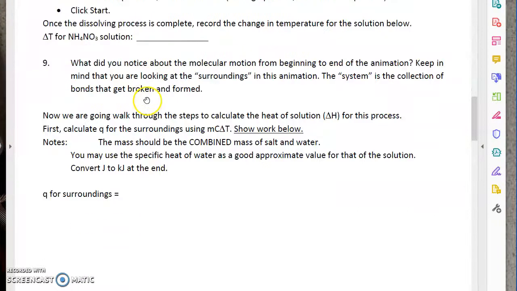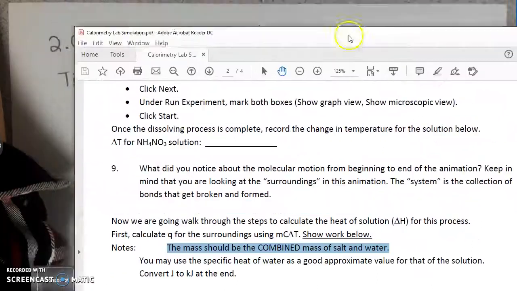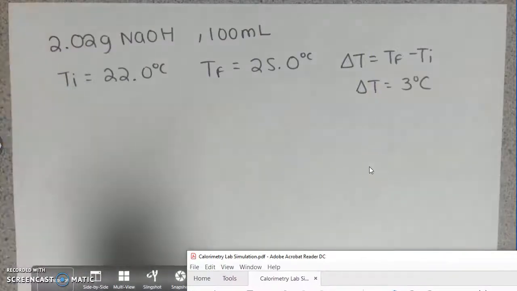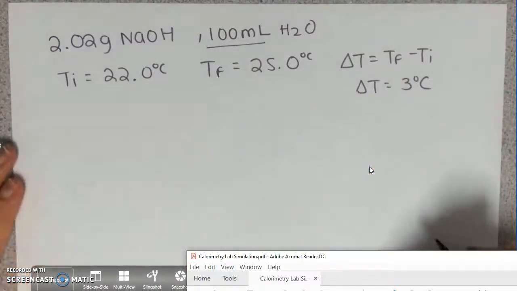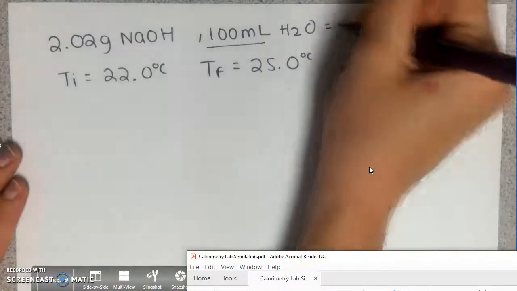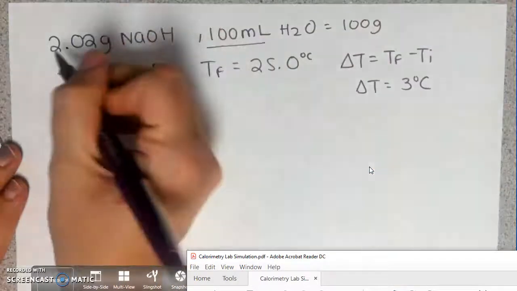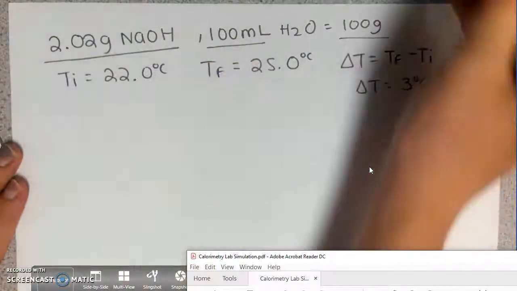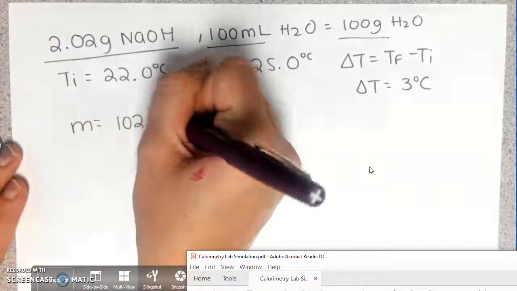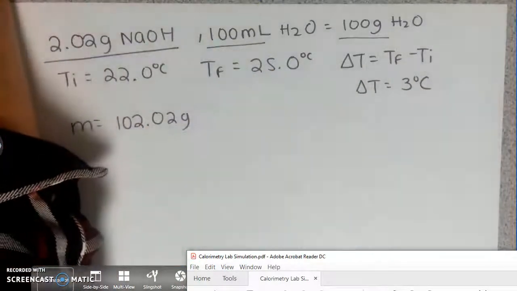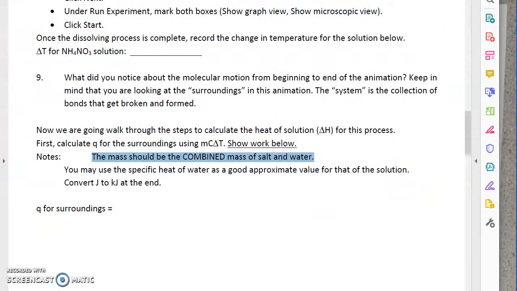So you got your delta T, and then it says how to calculate delta H. The mass should be the combined mass of the salt and the water. So in my lab, I had 100 milliliters of water. Now, the density of water is 1 gram per milliliter, so 100 milliliters of water is 100 grams. And then I also had 2.02 grams of NaOH. So that combined mass is 102.02 grams.